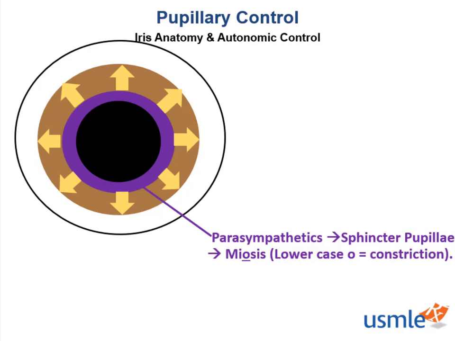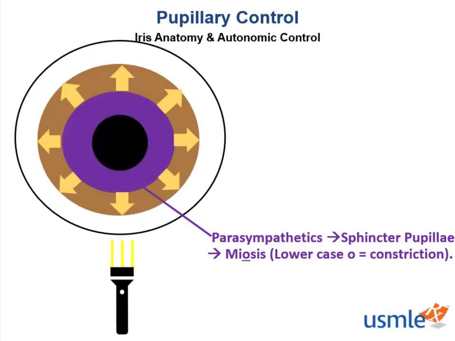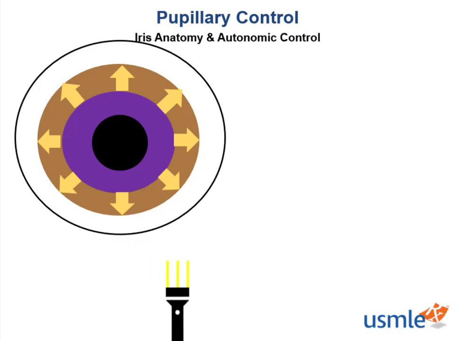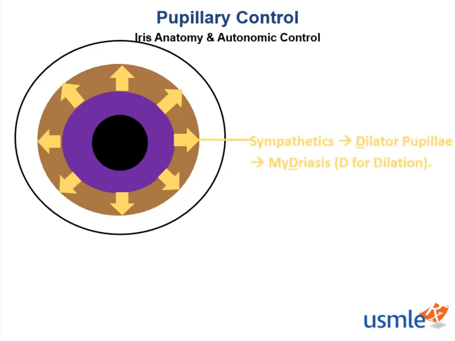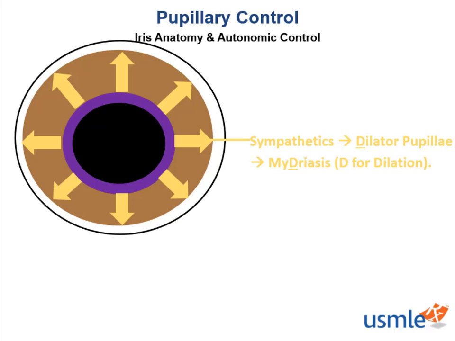So, to activate the parasympathetic nervous system, light is shown into the eye, causing the sphincter pupillae to contract and cause constriction of the pupil. That is, miosis. However, if that light source is removed, this triggers the sympathetic nervous system and causes activation of the dilator pupillae to increase the size of the pupil to capture even more light. That is, mydriasis.